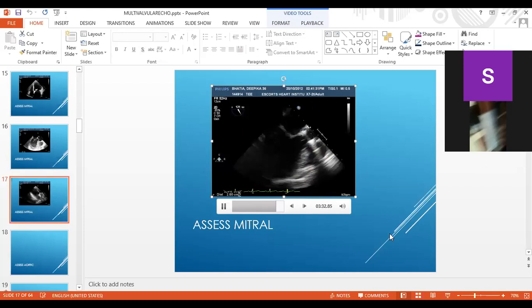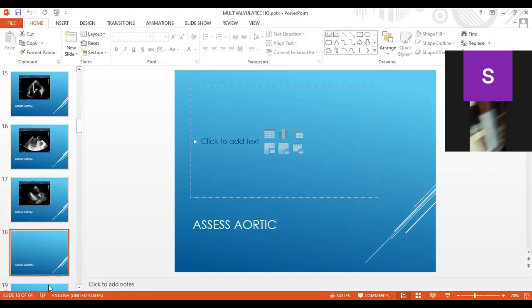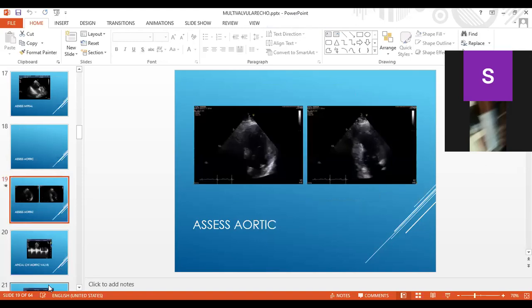Now, this is the importance of how you have to assess the hemodynamics, because patient care suffers if you don't look at it. So here is the same patient's example where we had a TEE done and documented that the valve was stenotic significantly. Now let's assess the aortic valve.